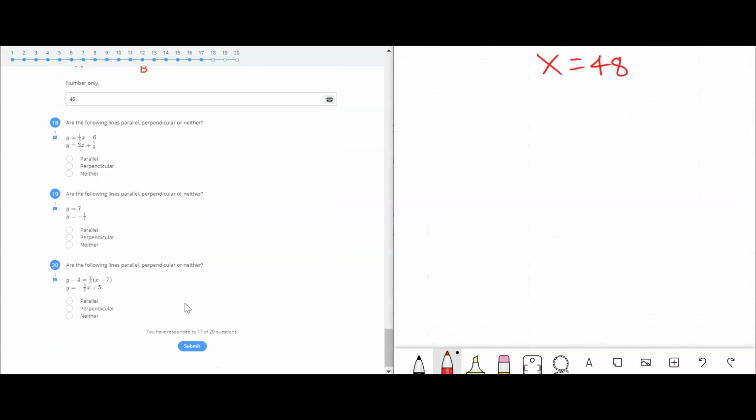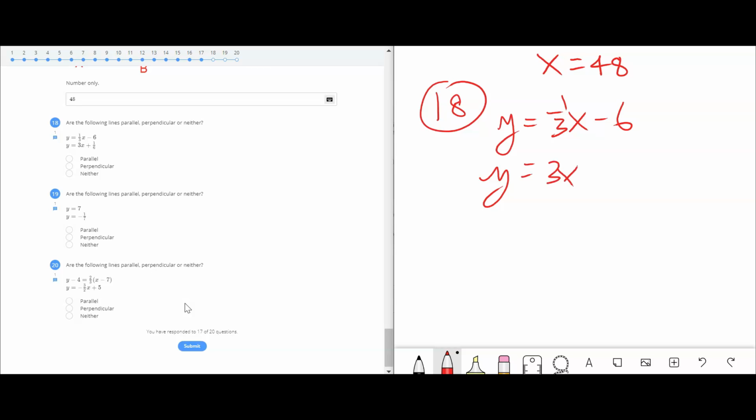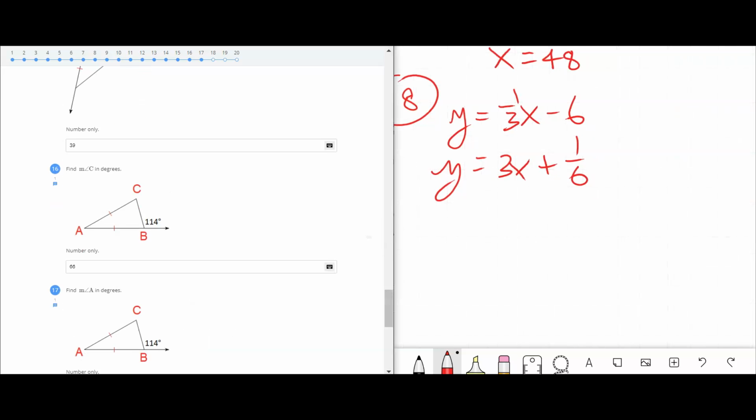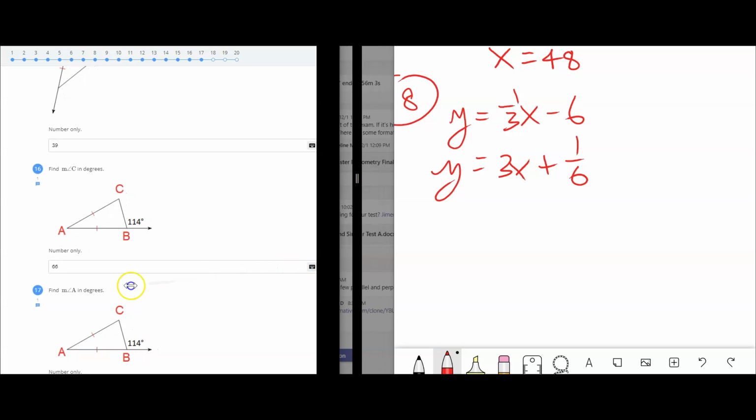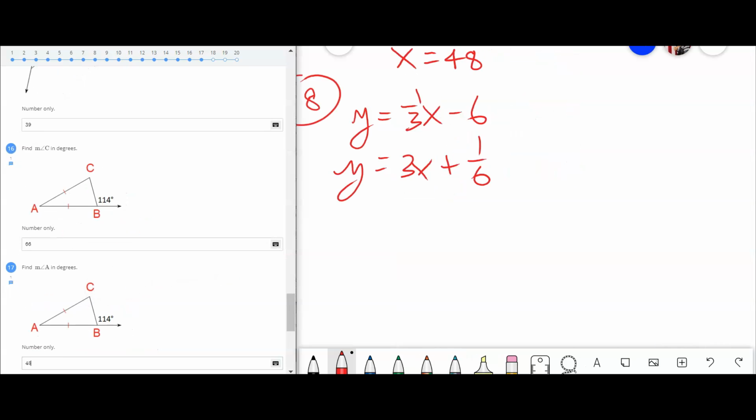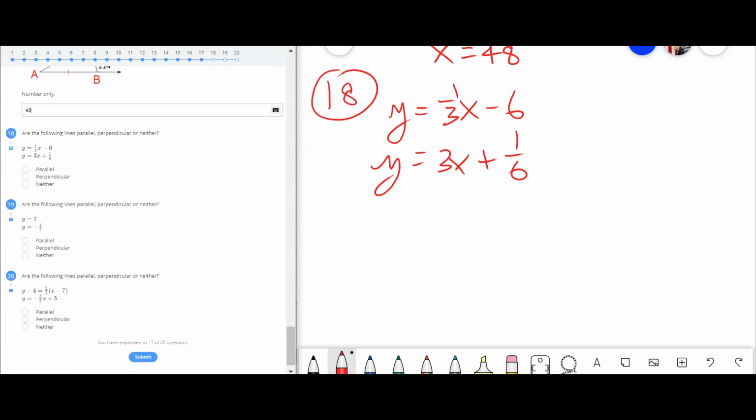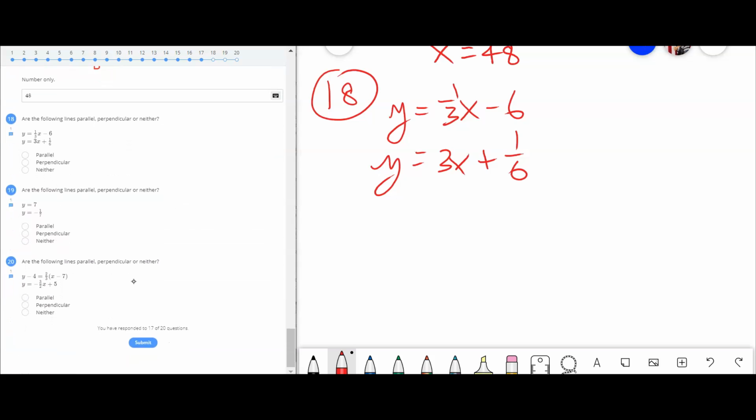Now, these last ones are a throwback to Algebra 1, okay? Talk about it. The following lines, parallel, perpendicular, or neither, okay? Now, if you have 1/3 x minus 6, and if you have 3x plus 1/6, are those parallel, perpendicular, or neither, okay? So let me go off to the side. There we go, cool. All right, so let's make a little note off to the side here.